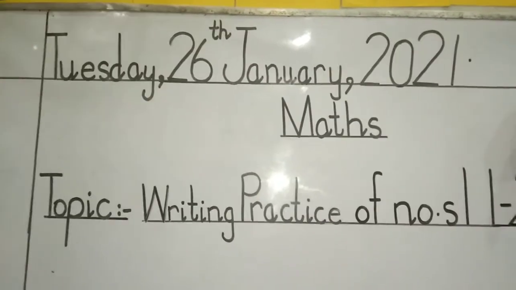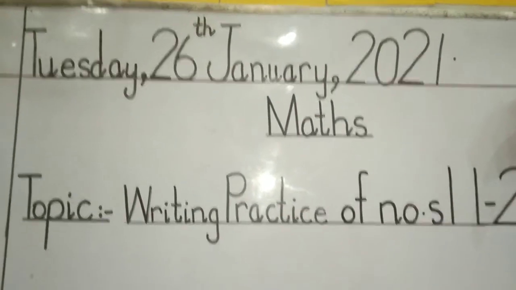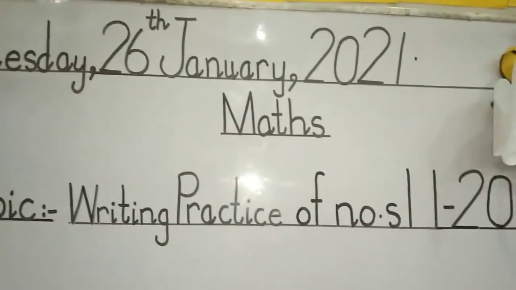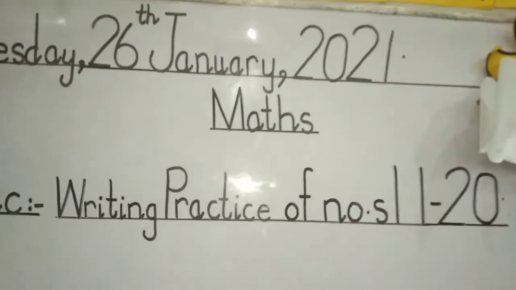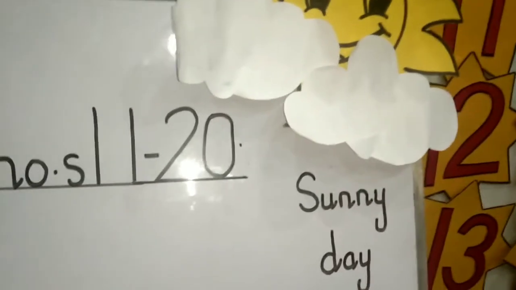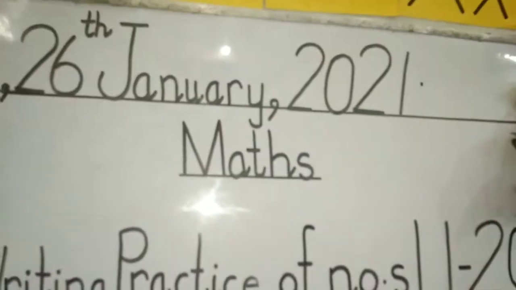Okay, class, tell me what is the day today? Today is Tuesday and which date today? 26th of January 2021. What is the weather like today? Sunny day. Today is sunny day and it's your maths period.